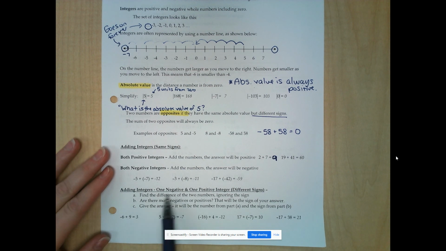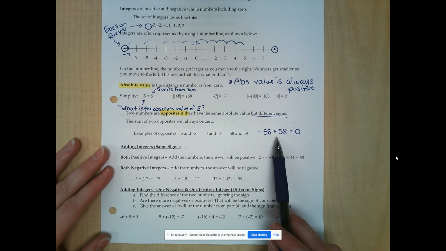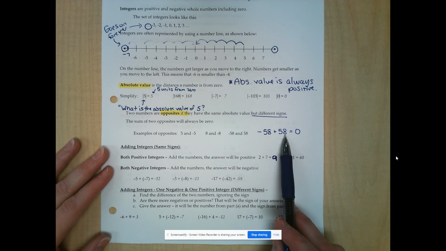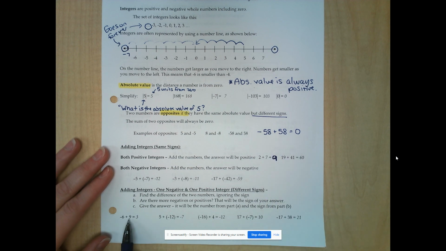What if we're adding integers where one is positive and one is negative? Different signs. So first, if they're opposites, we know that adds up to 0 because we have 58 negatives and 58 positives. That comes out to 0. But what if they're not opposites? So negative 6 plus 9.